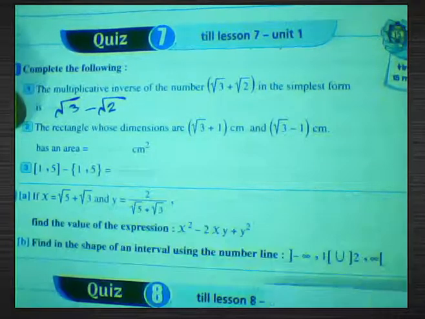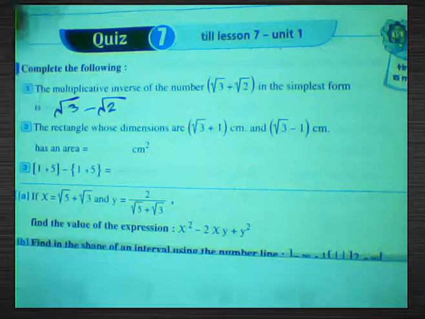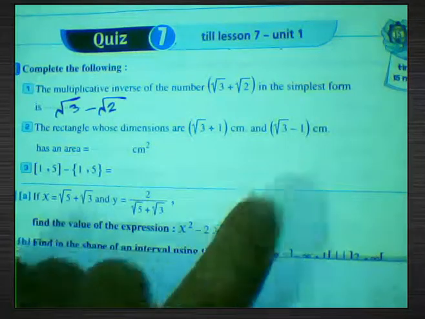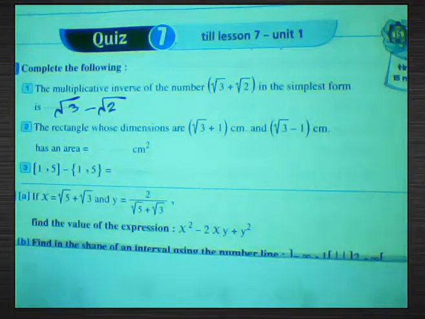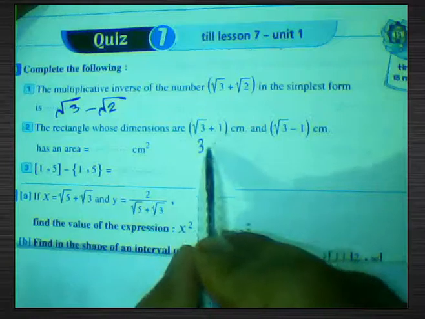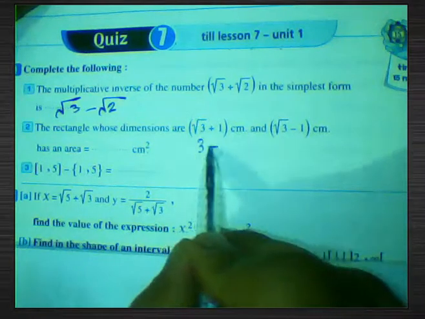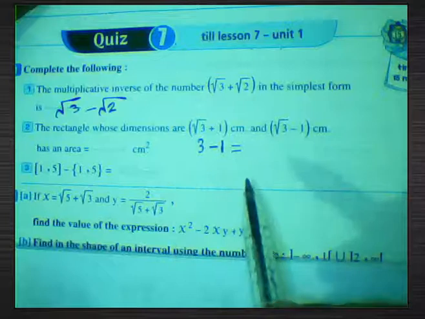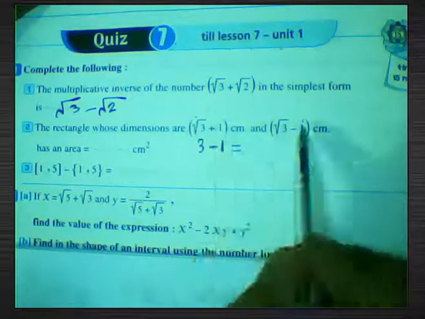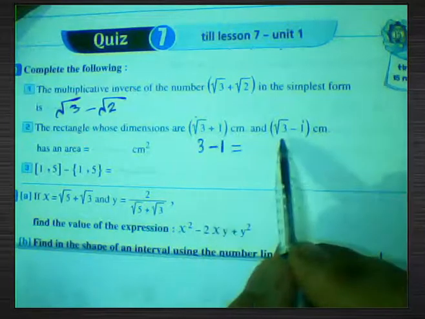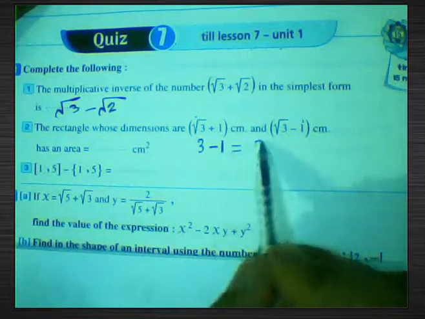Number 2, the rectangle whose dimensions are square root of 3 plus 1 centimeter and square root of 3 subtract 1 centimeter has an area of. We know area of rectangle equals length times width. So square root of 3 multiply square root of 3 equals 3, multiply by negative 1 and positive 1 will be negative 1. So we can find the result about extremes and means, and the result will be 0. So square root of 3 plus 1 multiply square root of 3 subtract 1 equals 3 subtract 1 equals 2.